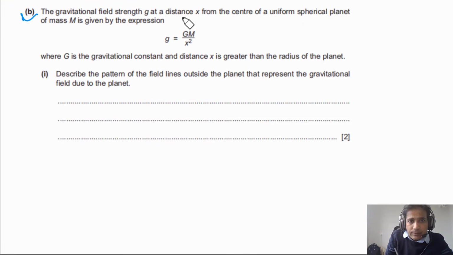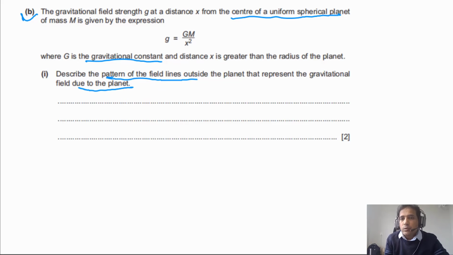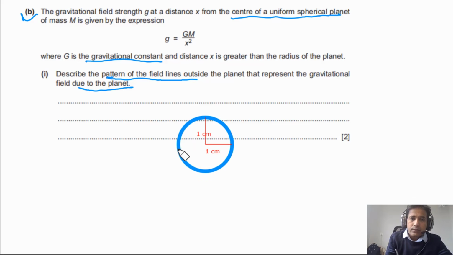Part B says the gravitational field at a distance x from the center of a uniform spherical planet of mass capital M is given by the expression, where G is the gravitational constant and distance x is greater than the radius of the planet, meaning the point is outside of the planet. Describe the pattern of the field lines outside the planet that represent the gravitational field due to the planet. So how can we answer? First of all, imagine this is our planet, and it is not hollow. Now we need to draw the gravitational field lines.